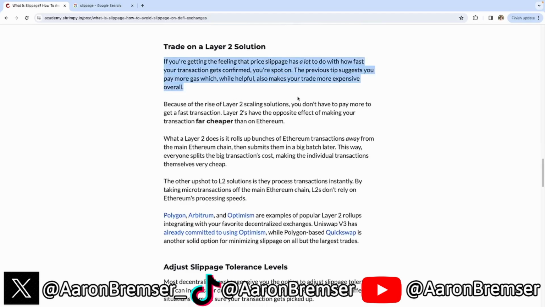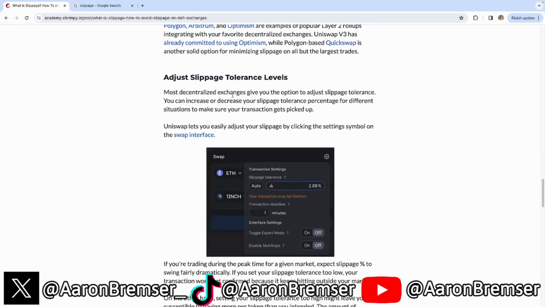Now, another option is you can trade on layer 2. So if you're on Ethereum and it's really not working for you, then you can go to a layer 2 like Polygon, Arbitrum, Optimism, etc.